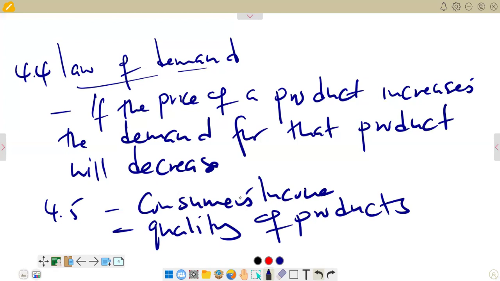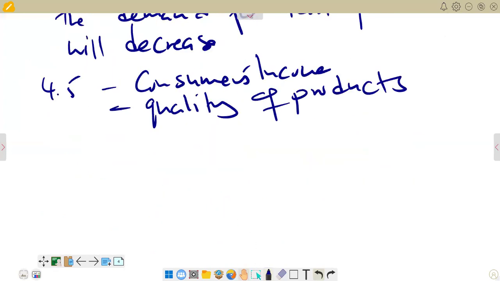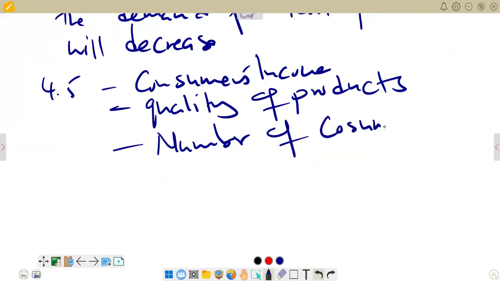We can also look at the number of consumers. The number of consumers can also affect demand. When the number of consumers is more, it means there's more potential that the product is going to be bought, so demand will also increase. If the number of consumers is less, the demand is going to decrease. These are some of the factors that we can include, as well as other factors that we see as necessary to affect the demand.